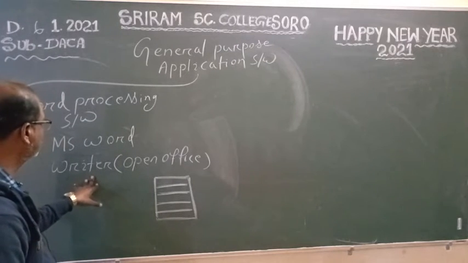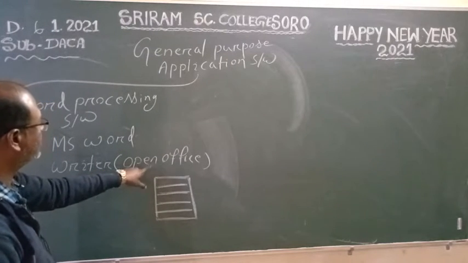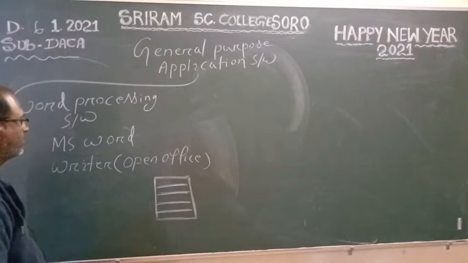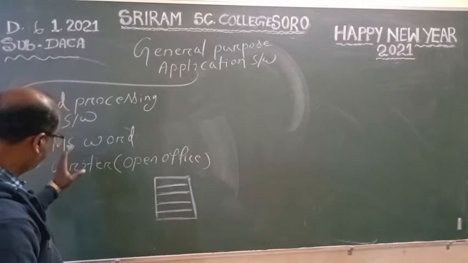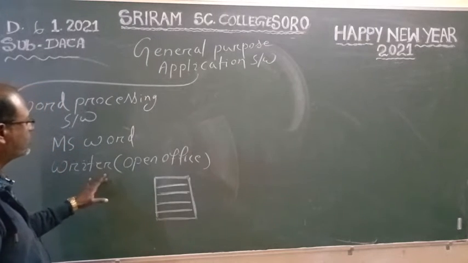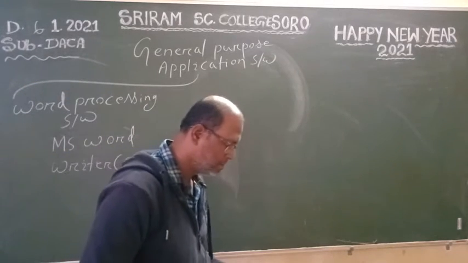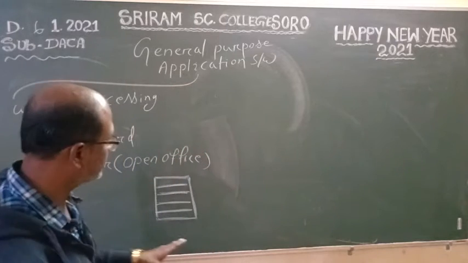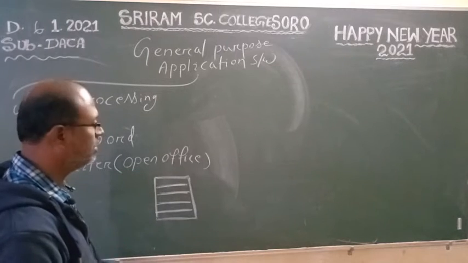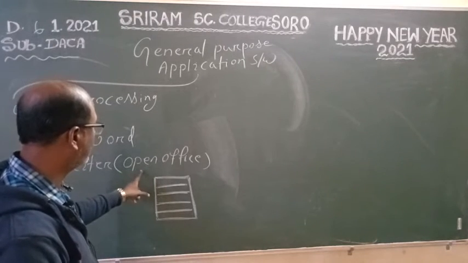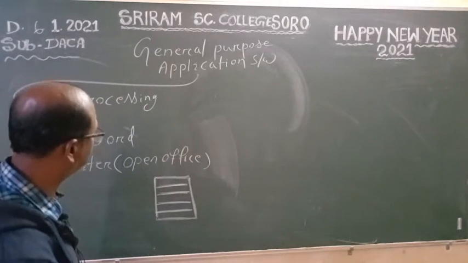But here students, Writer, that's under the OpenOffice, it is open source software, and MS Word is proprietary software. What's the difference between proprietary software and open source software? It is open source, anybody can use it, there is no limitation, there is no restriction, anybody can use it anywhere, it is free to all. OpenOffice is free to all.